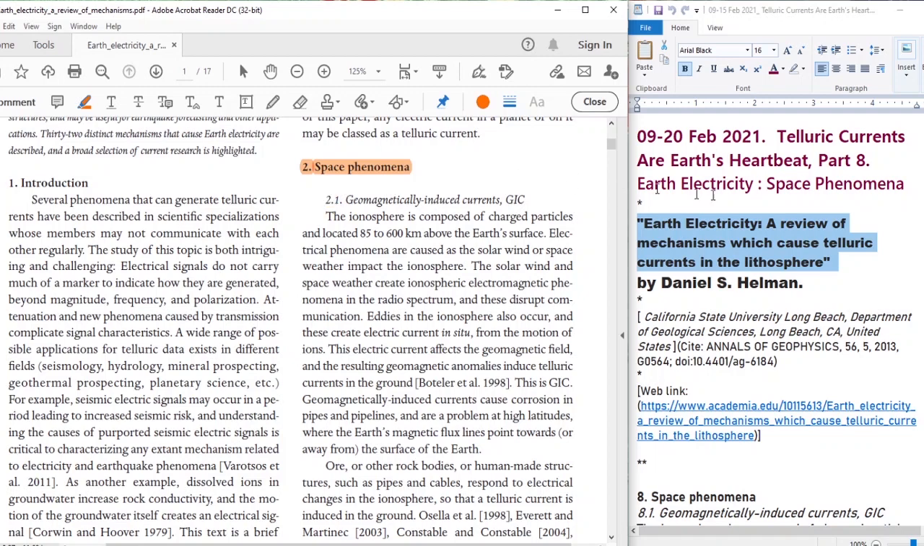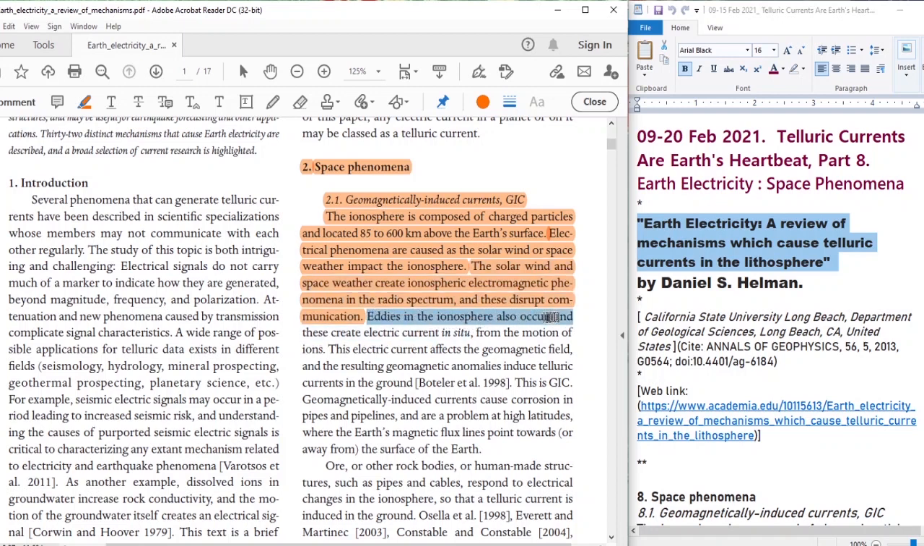Their designation is different from mine, for whatever this is worth. Geomagnetically-induced currents, GIC. The ionosphere is composed of charged particles and located 85 to 600 kilometers above the Earth's surface. Electrical phenomena are caused as the solar wind or space weather impact the ionosphere. The solar wind and space weather create ionospheric electromagnetic phenomena in the radio spectrum, and these disrupt communication.